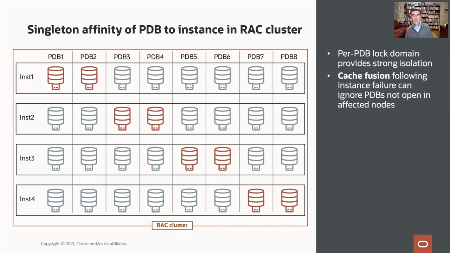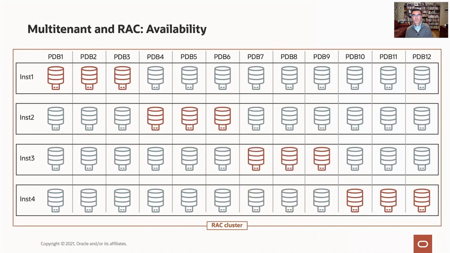So the benefit is twofold. The affected PDBs recover faster in the surviving nodes, and the brownout experienced in other PDBs in surviving nodes is significantly shorter. To illustrate the high availability characteristics of a CDB cluster, let's see what happens when one of the cluster nodes fails. Here we see a 4-node cluster and 12 PDBs distributed across the cluster with singleton affinity.